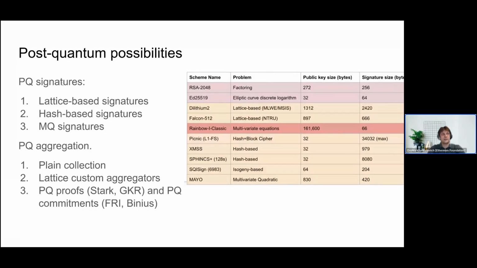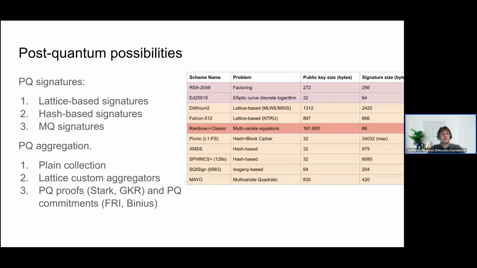Well, we have to design not only the signature, but also a mechanism for aggregation. Of course we can just collect them all, but looking at signature sizes, they're still too expensive to just plainly put 16K signatures on the blockchain. For lattices, there exist custom aggregation schemes, or signatures that support aggregation out of the box. But this is not the subject of this talk.